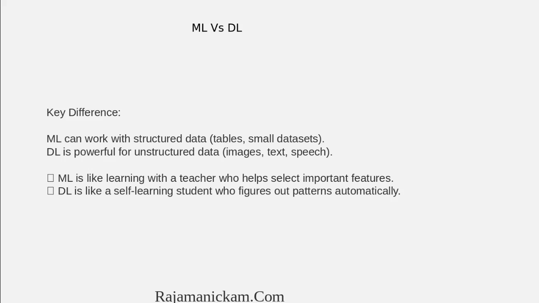We can think of ML as learning with a teacher who helps select important features. The teacher has to teach the students. If a teacher is showing a student an elephant, the teacher will say, it is the elephant's eye, it is the elephant's tusk, like that. But in the case of DL, it's a self-learning student. Some students are better at understanding things, so they will be able to differentiate the things. So DL is a self-learning student; ML is learning with a teacher.